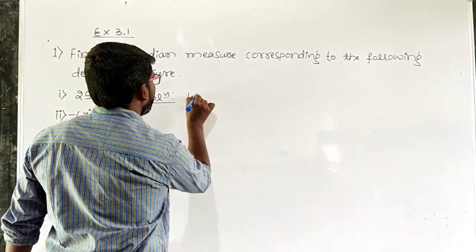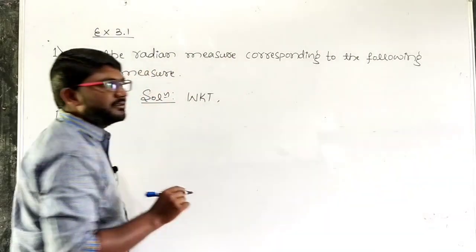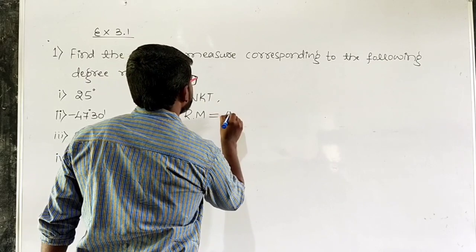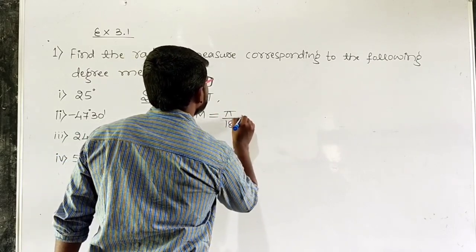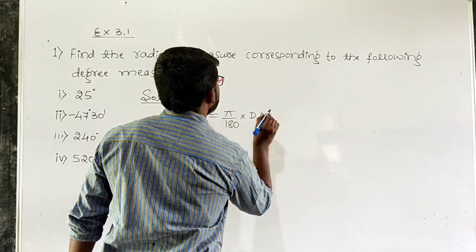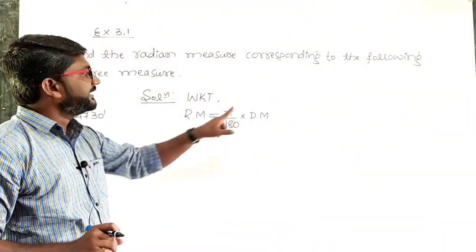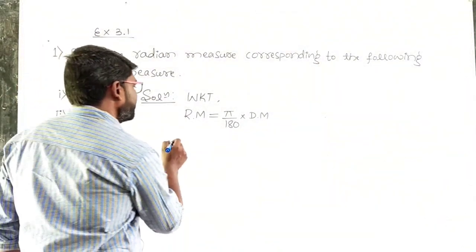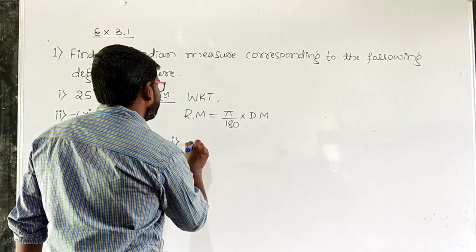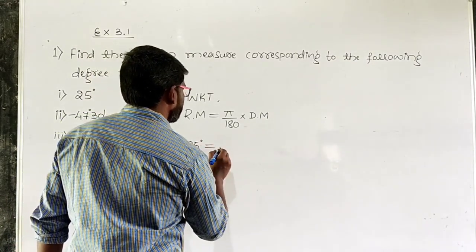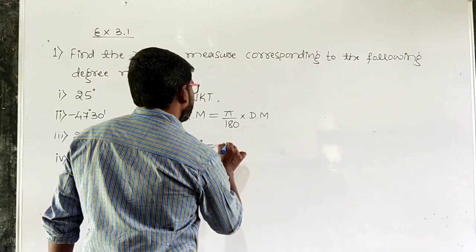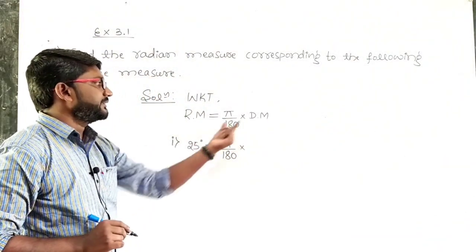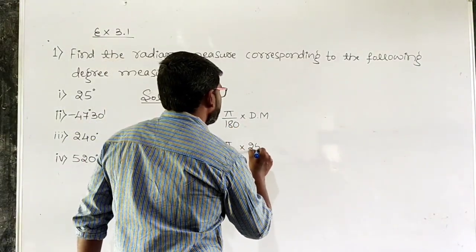We know that radian measure, that is RM, equals pi divided by 180 into degree measure. So let us take up the first one. He has given 25 degree. So 25 degree equals pi by 180 into the degree measure, which is 25.